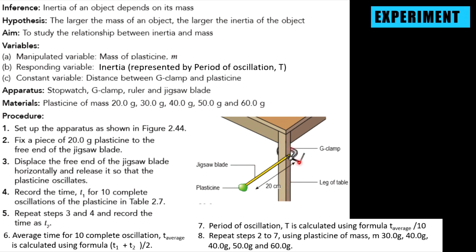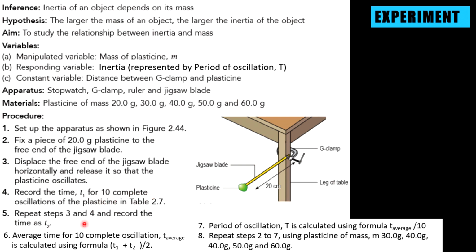Now, this is the apparatus arrangement. When you draw an apparatus arrangement, make sure you label your diagram. Okay, label the diagram like this. So procedure: of course, you need to set up the apparatus as shown in the diagram. Then you place 20 g plasticine at the end of the hacksaw blade or the jigsaw blade like this. Then you displace the free end of the jigsaw blade horizontally and release it so that it will be oscillating like this. Okay, the time taken for 10 complete oscillations is measured using a stopwatch and recorded.